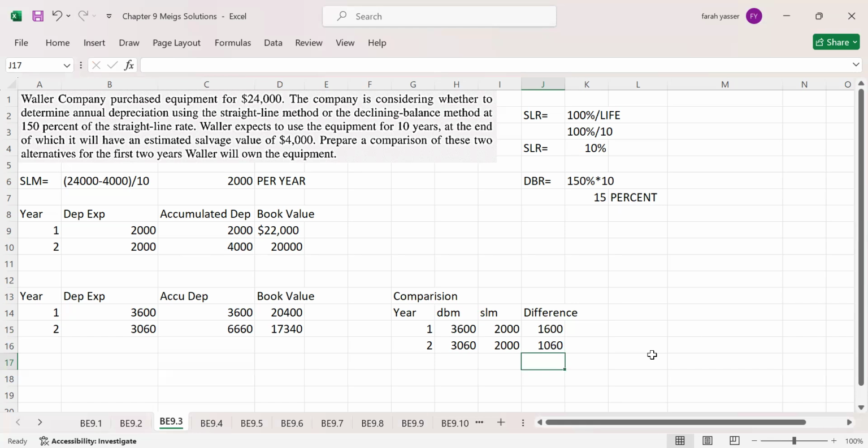So we compared both of the methods, and as we discussed in the introductory slide, we use straight line method for those assets whose benefits are equal throughout the useful life of the asset, whereas declining balance method is used where assets basically depreciate in earlier years as compared to later years.